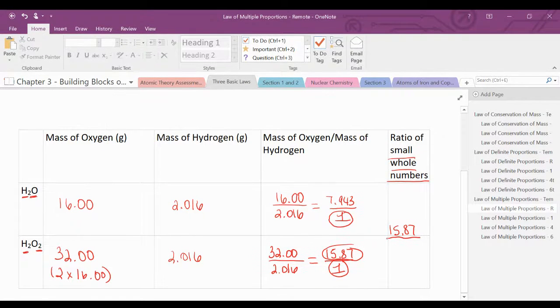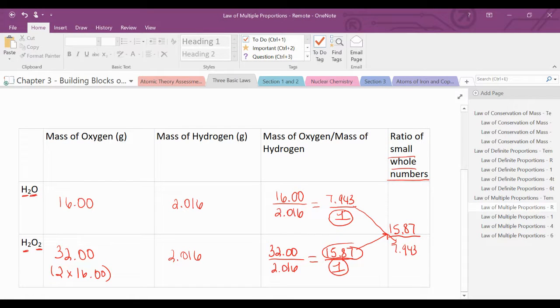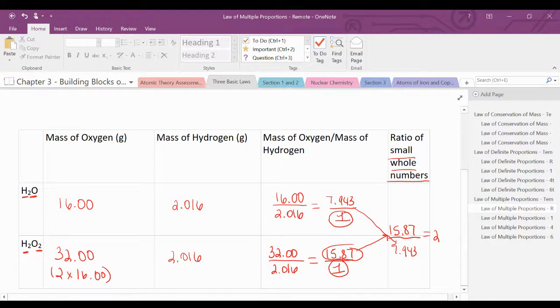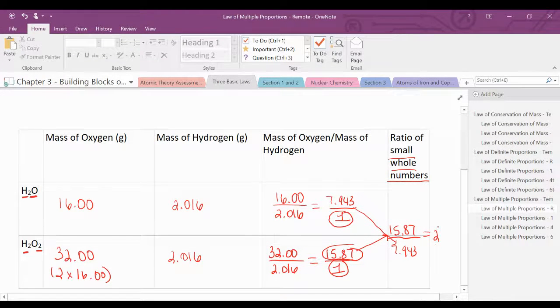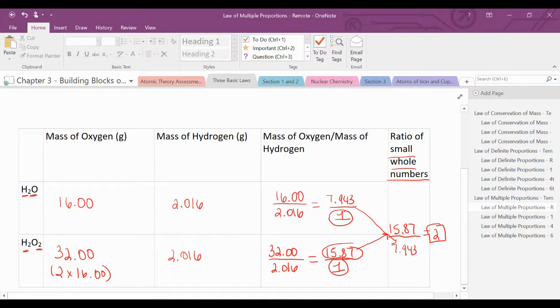And we're going to divide it by the smaller number so that we're going to get this nice whole number. Okay. And so when I divide, I get something like 1.997. So we're going to round this to 2. And so the ratio of oxygen in these two compounds is a 1-to-2 ratio. So that is the law of multiple proportions. So it has to have at least 2 compounds, and they have to have at least the same 2 elements in them. And the second element, which in this case is oxygen, their masses have to be a whole number ratio.